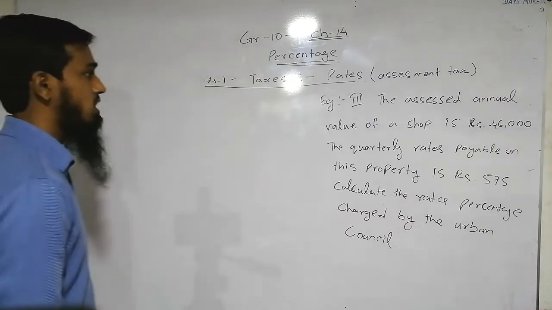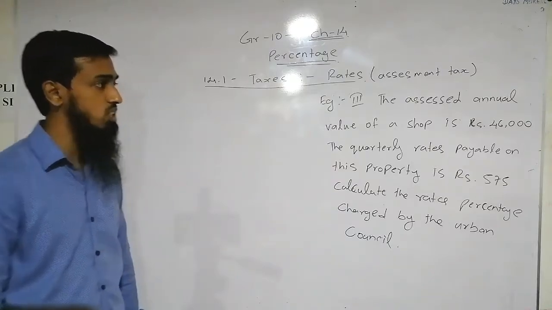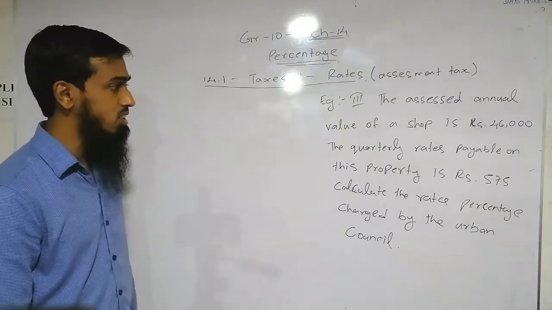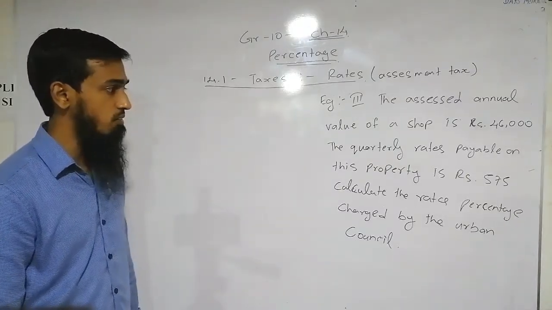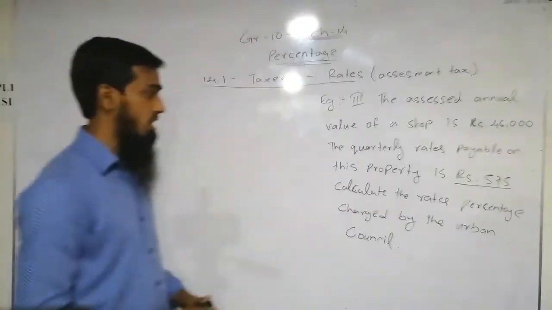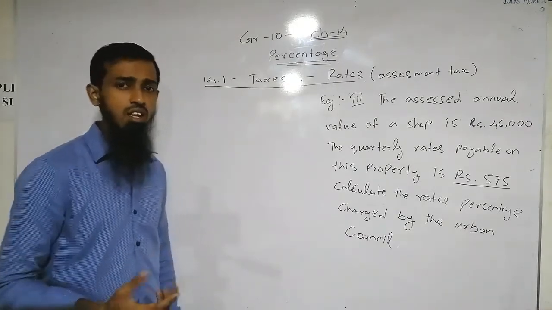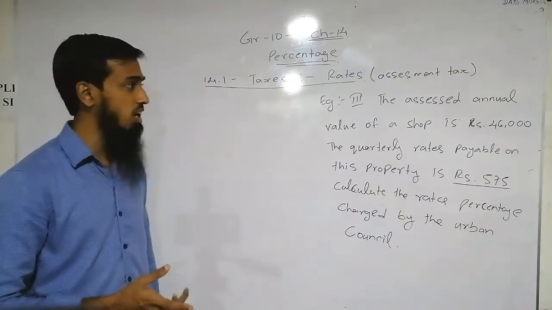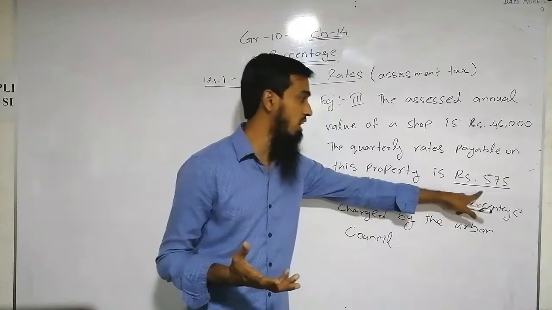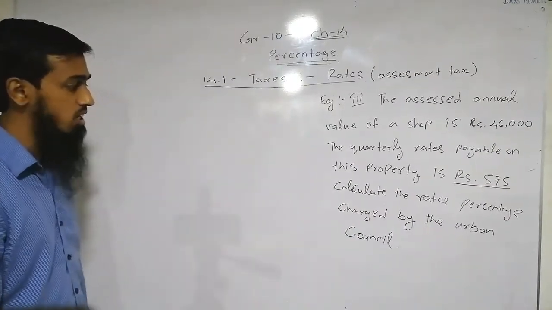Students, we have the third example here. The assessed annual value of a shop is 46,000. The annual value is given. The quarterly rates payable on this property is 575. Here they gave the quarterly rates. Using these quarterly rates, we can easily find one thing. What is that thing? We can find the annual rates charged for this 46,000. 575, 4 times, is the annual rates. Okay. Calculate the rates percentage charged by the urban council.